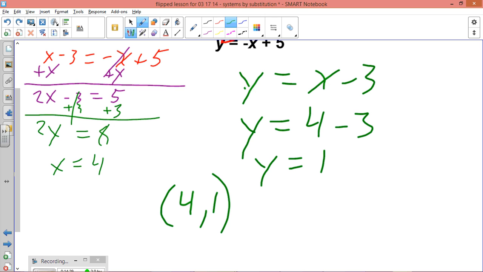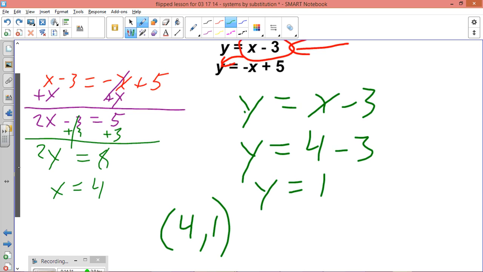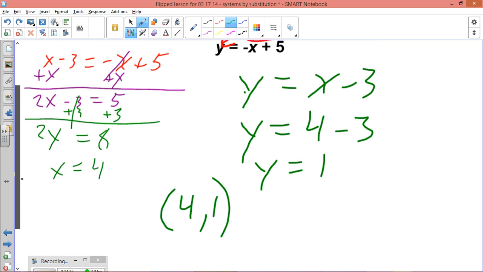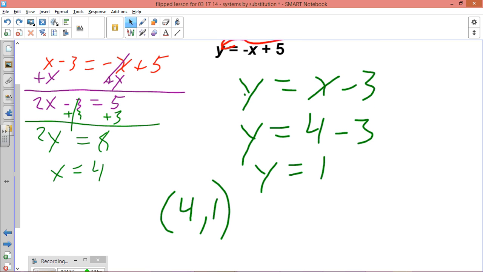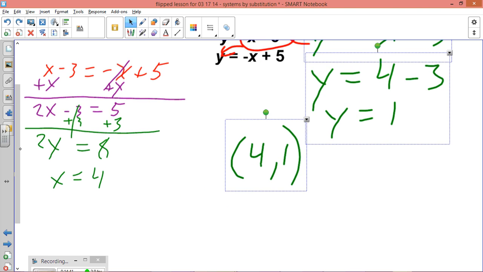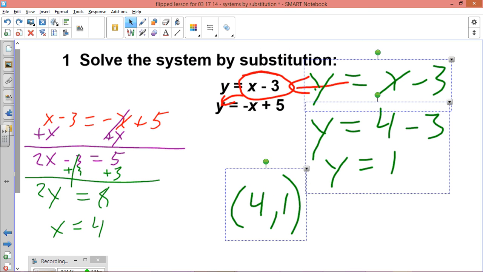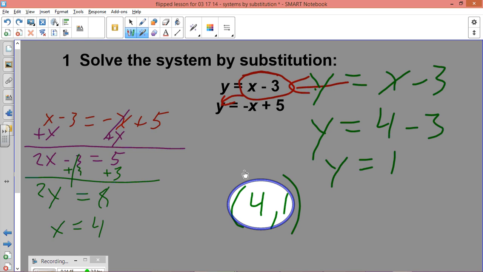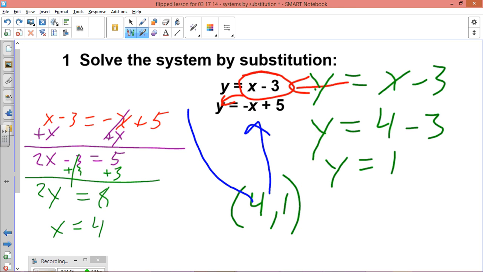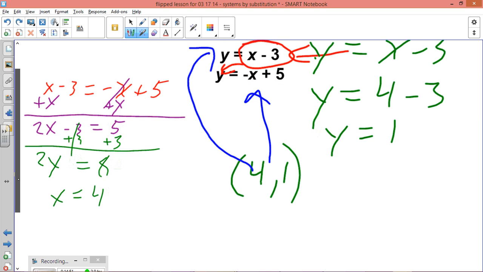Great. I purposely put that pause in there to see if anybody was going to say, but Mr. Duncan, you didn't check your answer. I didn't hear anybody. I'm hoping you said it at home, but I didn't hear anybody here say that. What we need to do is check this answer, 4, 1. I need to check that to make sure it is a solution of both the first one and the second one.